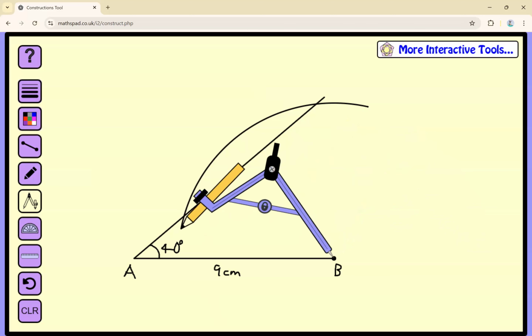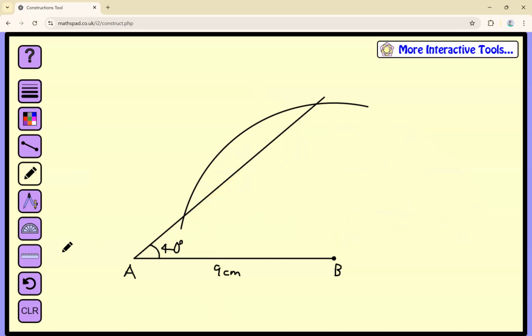You can see that it cuts at 2 points, here and here. That means there are two possible positions for point C. One is over here, the one closer. The other one would be from here over to here. So this is one possible position for C, and this is the second possible position.